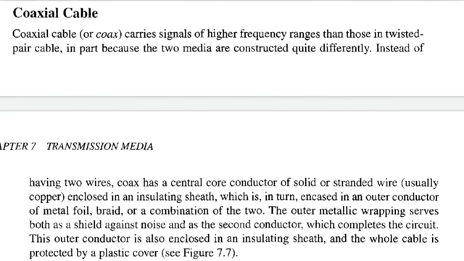Coaxial cable. Coaxial cable carries signals of higher frequency ranges than those in twisted pair cable, in part because the two media are constructed quite differently. Instead of having two wires, coax has a central core conductor of solid or stranded wire enclosed in an insulated sheath, which is in turn encased in an outer conductor of metal foil, braid, or a combination of the two.